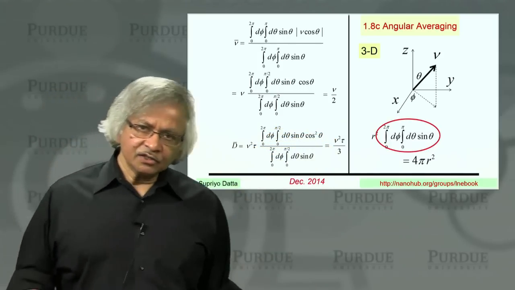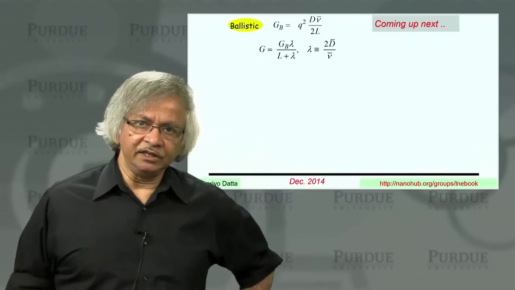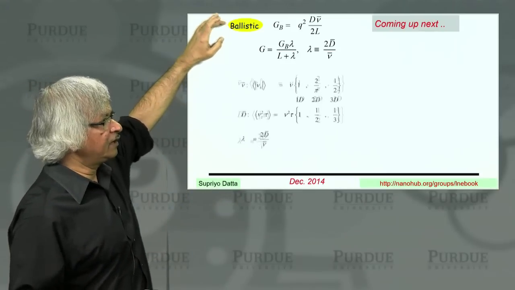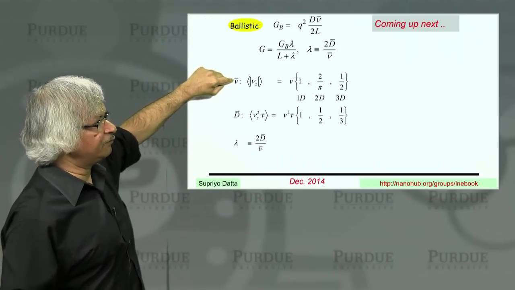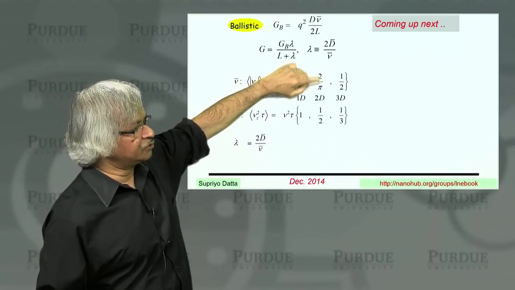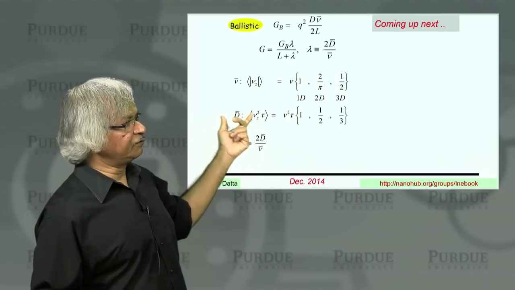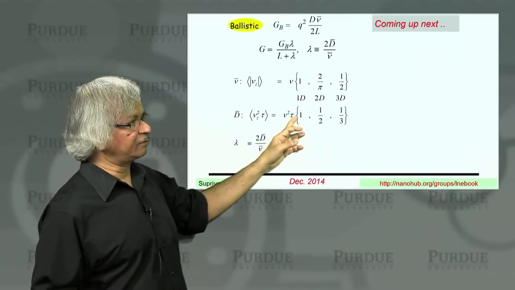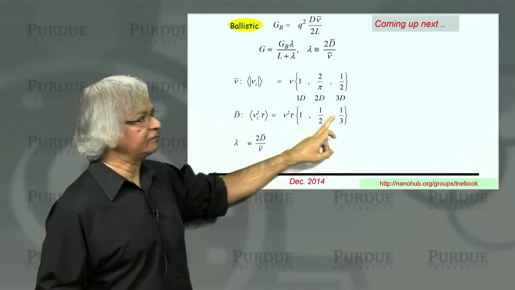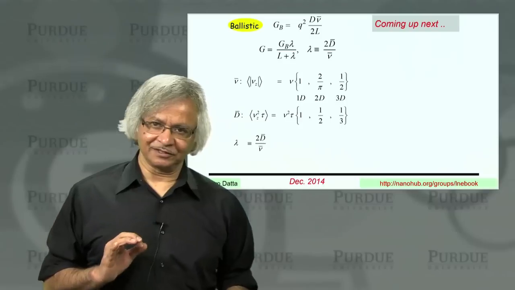So we have kind of gone through this thing then for 1D, 2D, and 3D. So if you collect all those results together, what you'd have is average value of velocity. In 1D, it's just v. 2D is there's a 2 over pi. 3D, there's a factor of half. For diffusion coefficient, actually the result is quite simple. It's v squared tau. 1D is 1, 2D is half, 3D is 1/3. So it's like 1 divided by the number of dimensions.